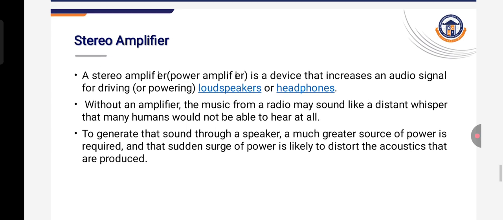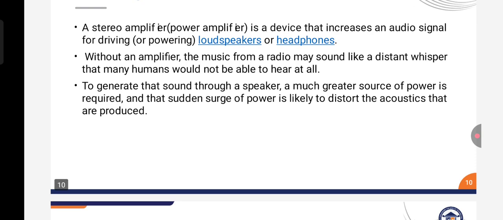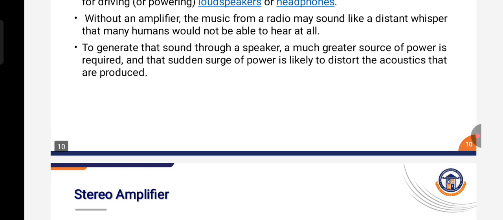Next topic is the stereo amplifier. A stereo amplifier is a power amplifier, a device that increases the audio signal for driving or powering speakers. Without an amplifier, the music from the radio may sound like a distant whisper that humans would not be able to hear at all.